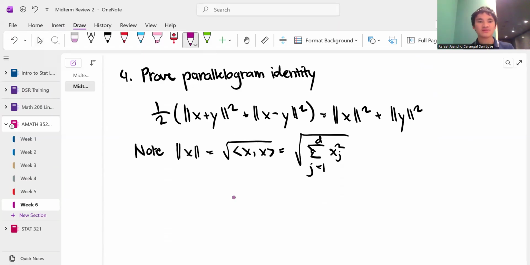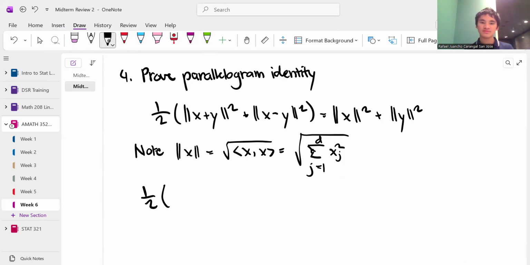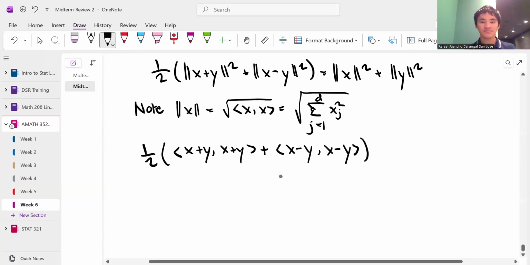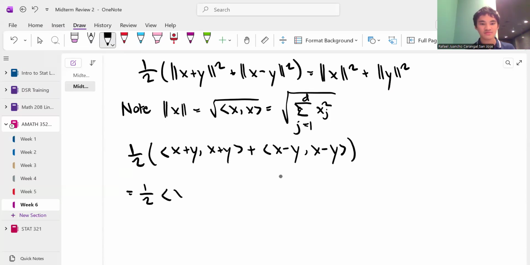And now to prove this parallelogram identity, well, I would just go through the whole thing. So I would say something like, okay, we have this. So a way to write it is this vector x plus y. That's the same thing. We add it to a vector x minus y. And then we would get that. And now how do I go about this idea? Well, I could multiply 1/2 to all of them, right? So I would do something like this. And then 1/2 to this.